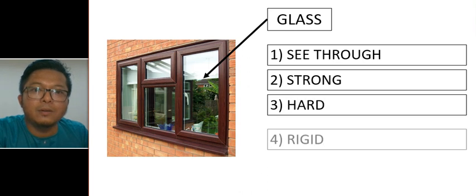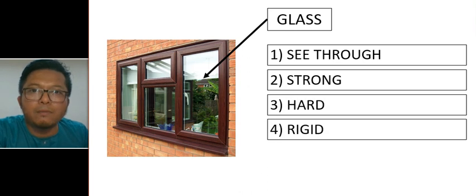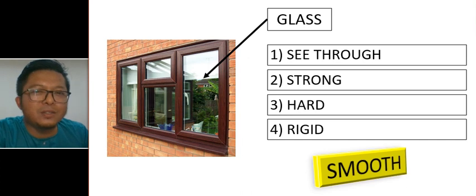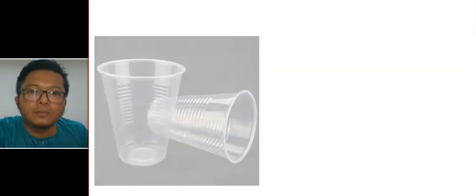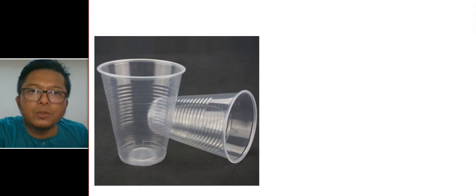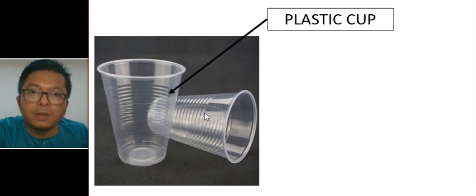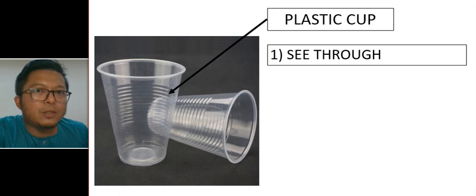Hard, strong, and rigid, not soft like gummy. Do you want a window that is soft? I don't want. And also, it is smooth. Glass, you can make it smooth. Next, why do they choose plastic for a cup like this? Plastic cup. You can use other materials, metal. Why not metal? Plastic, you can see through it.